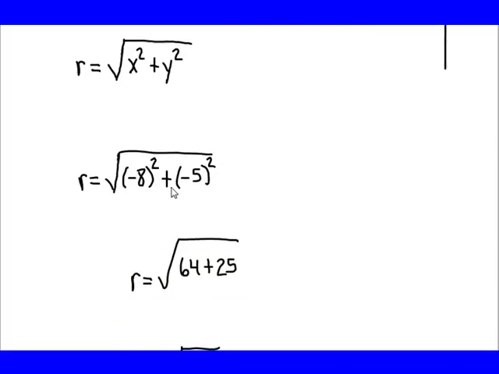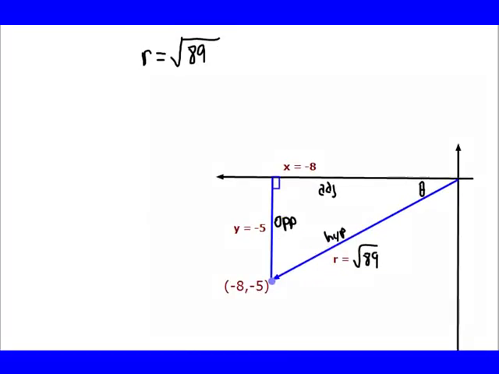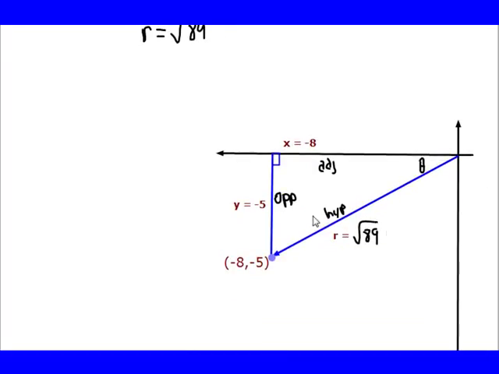So now we know that negative 8 squared is 64. Negative 5 squared is 25. We add that together, so r in radical form is equal to the square root of 89. So now we've listed that in here again. We've just recopied the diagram.